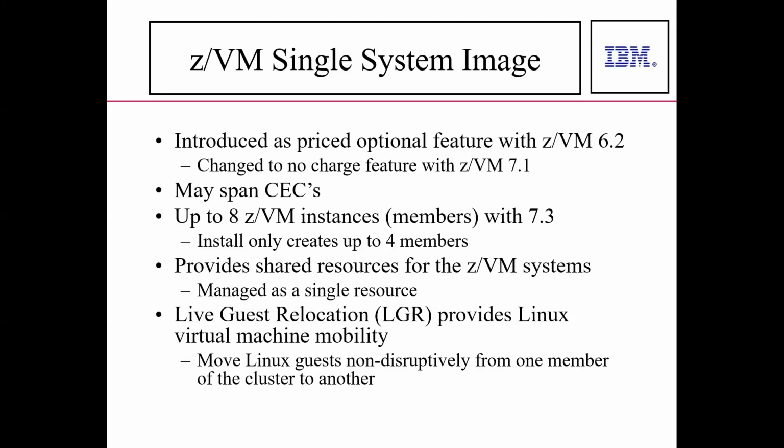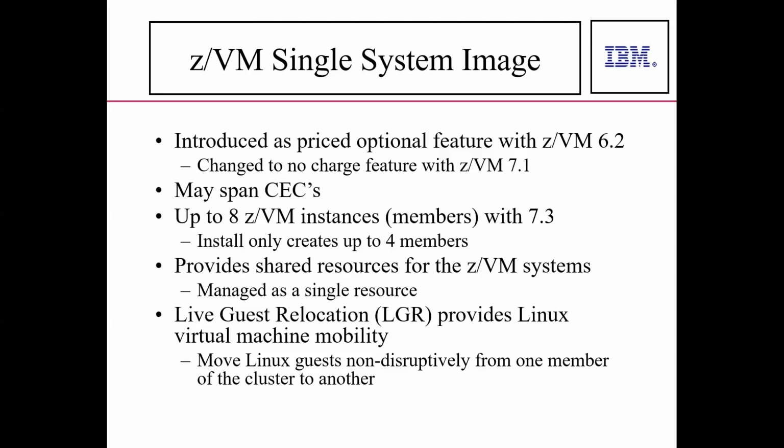With z/VM 7.3, it's possible to have an SSI cluster that has up to 8 z/VM systems participating. This is a change. Prior to 7.3, for example, 7.2, the maximum size of an SSI cluster was 4 members. Even with 7.3, the installation process only creates up to 4 members. So if you want to create an 8-member SSI cluster and you're just starting from scratch, you can use the install process to give you 4 members, and then you have to use the process that's identified in the publications of cloning one of those members to create members 5, 6, 7, and 8. So there's a bit of work involved in doing that.